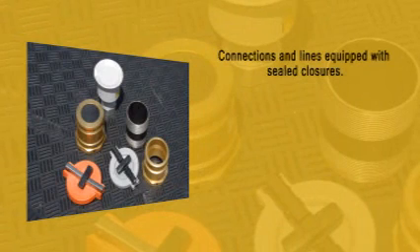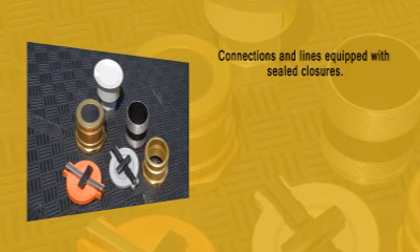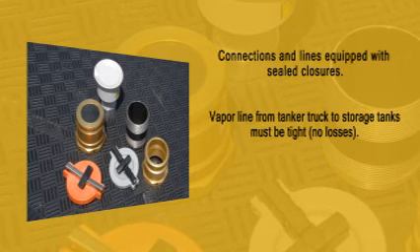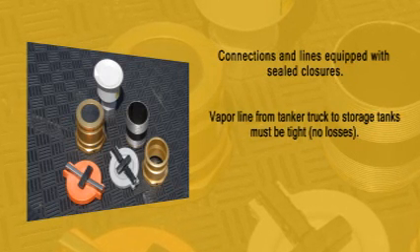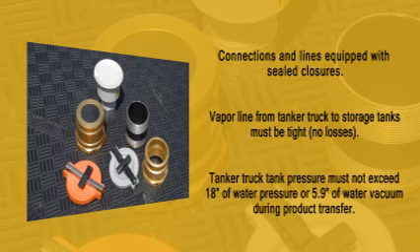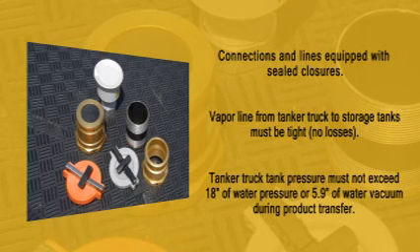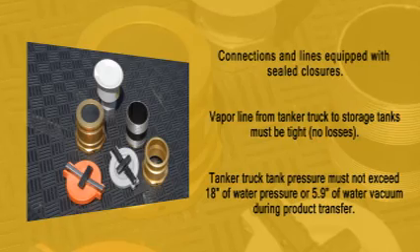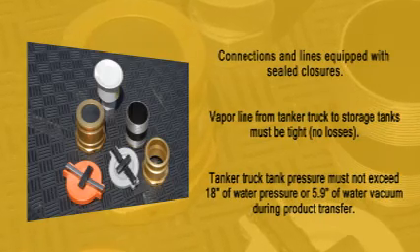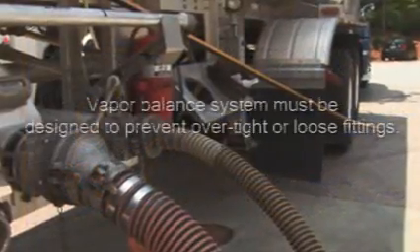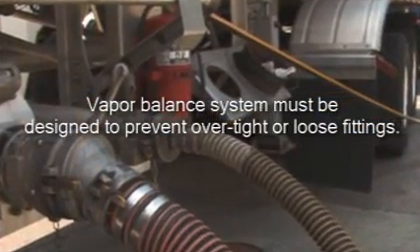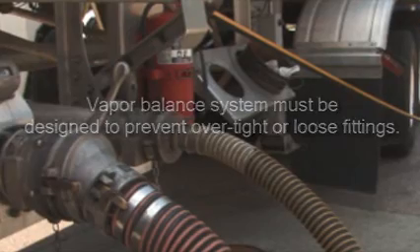Number 1. Connections and lines should be equipped with sealed closures. Number 2. Vapor line from the tanker truck to the storage tanks must be tight. No losses. Number 3. Tanker truck tank pressure must not exceed 18 inches of water pressure or 5.9 inches of water vacuum during the product transfer. Number 4. Vapor balance system must be designed to prevent over-tight or loose fittings.